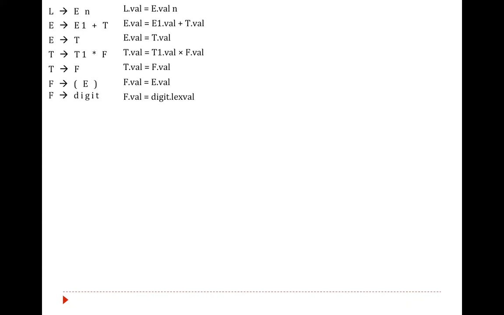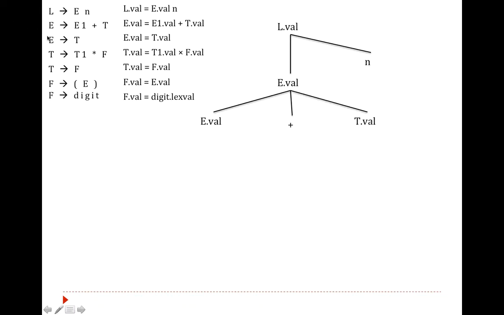So it will start with the start node, that is L. L has the production rule L gives E n, resulting in E.val and n. Now E has two options, and we have chosen the first one, that is E plus T. So it is written as E.val plus T.val.